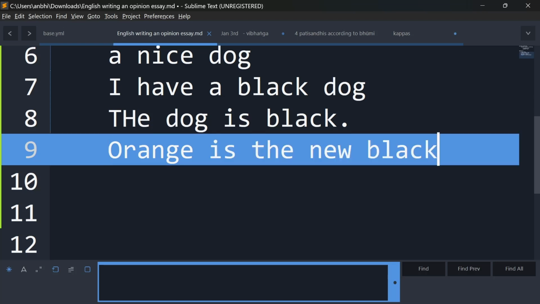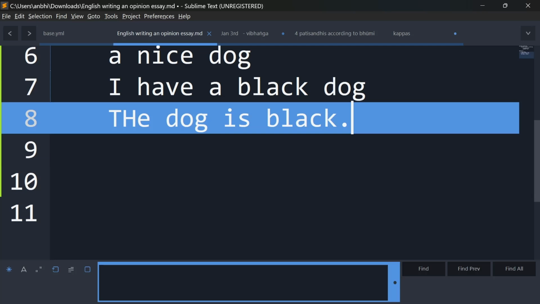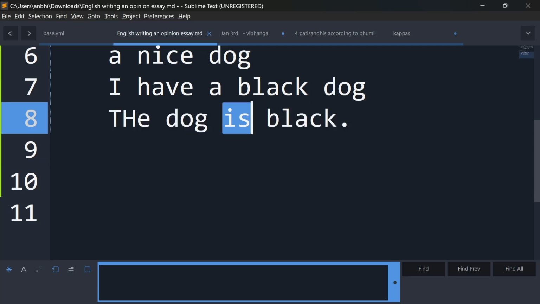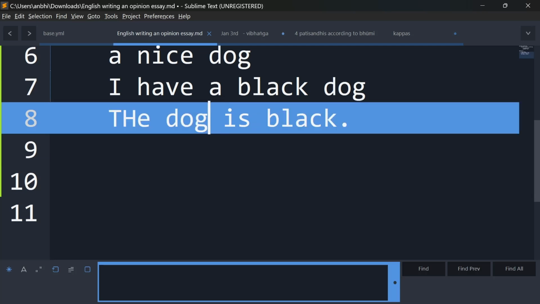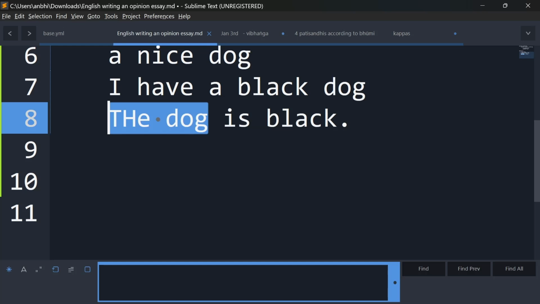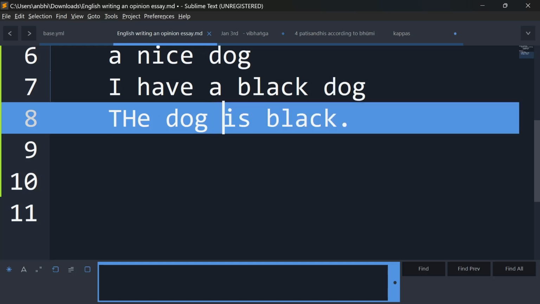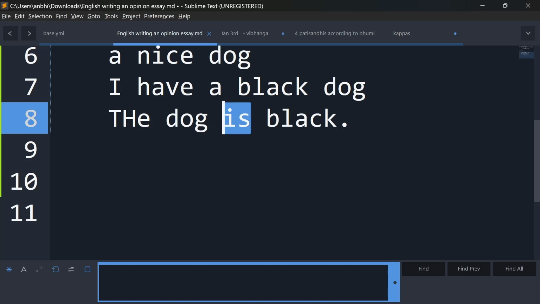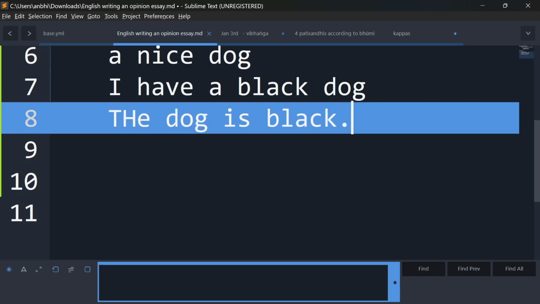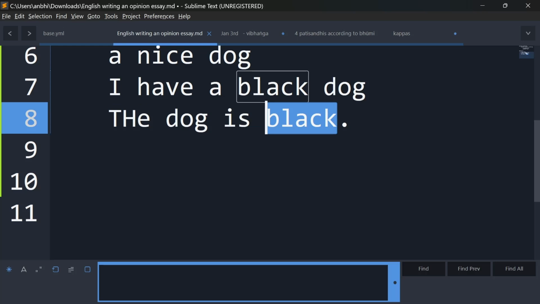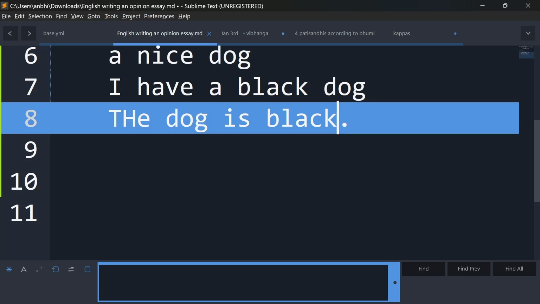Anyways, orange here is the noun orange, okay? But here what I want you to know is that there is a verb to be. The dog is our subject. Because the verb, this is not an active verb, it's like a state verb, right? State verb, and then you have the adjective here, after dog.